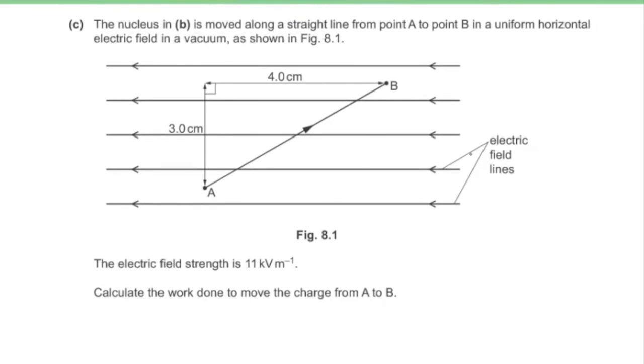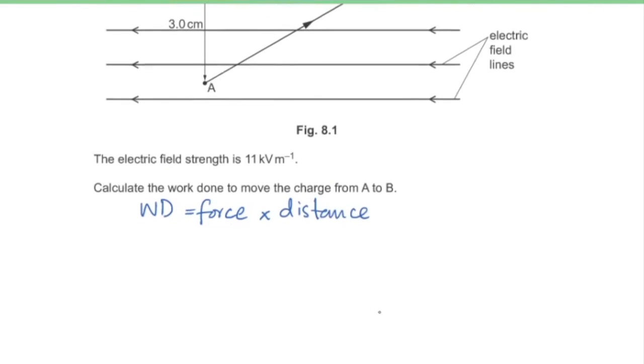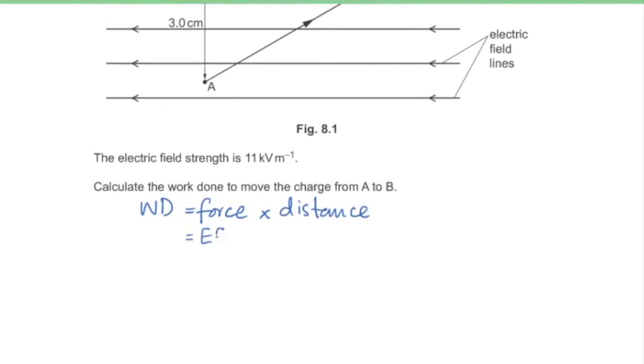Part C: the nucleus in B is moved along a straight line from point A to point B in a uniform horizontal electric field in a vacuum as shown in figure 8.1. The electric field strength is 11 kilovolts per meter. Calculate the work done to move the charge from A to B. So work done is equal to force multiplied by the distance in the direction of force. Now force is equal to electric field strength times charge. Electric field strength is 11 kilovolts per meter, so we'll convert that to volts.